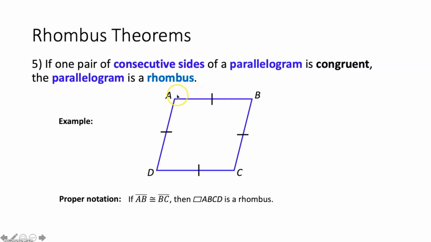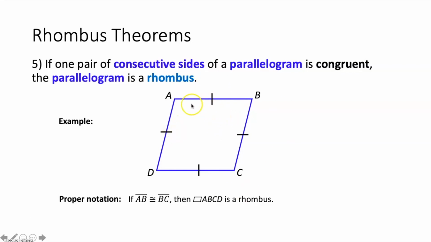Down here we have parallelogram ABCD. If we know that one pair of consecutive sides, so segment AB or BA and segment BC or CB, if we know that those two sides, they're consecutive, they share a vertex, if they are congruent to each other, then we know this must be a rhombus.